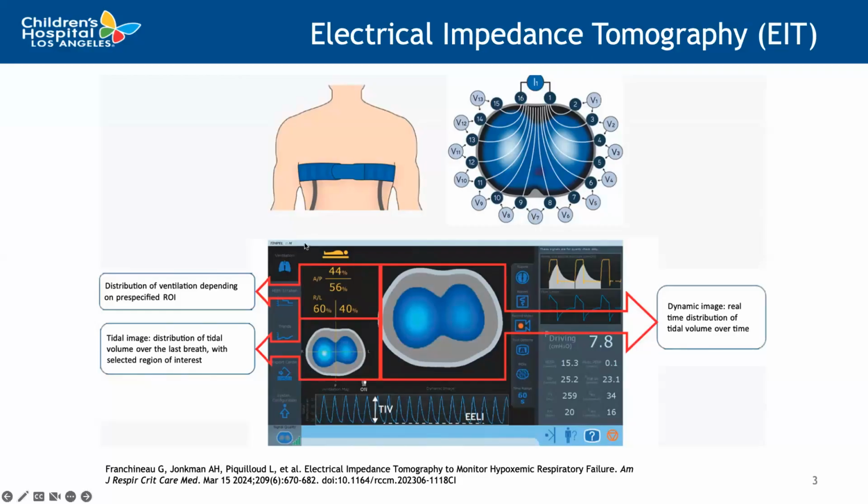You can then divide up the lung into several different regions of interest. So you can have anterior, posterior, right, and left, to get a sense of how the ventilation is mapped or may be differing in different areas of the lung.